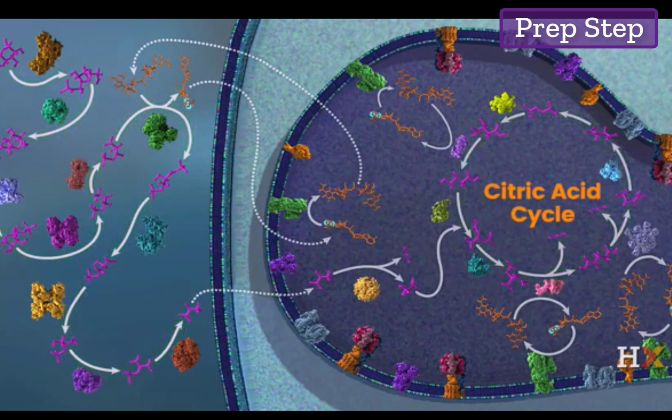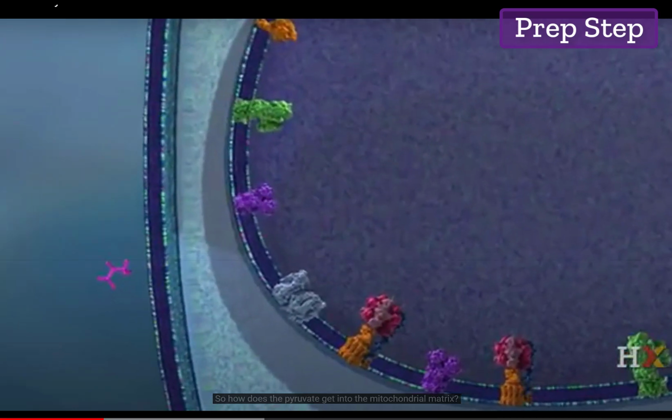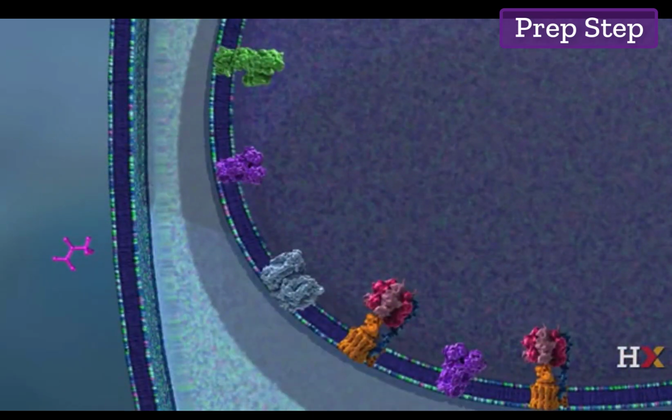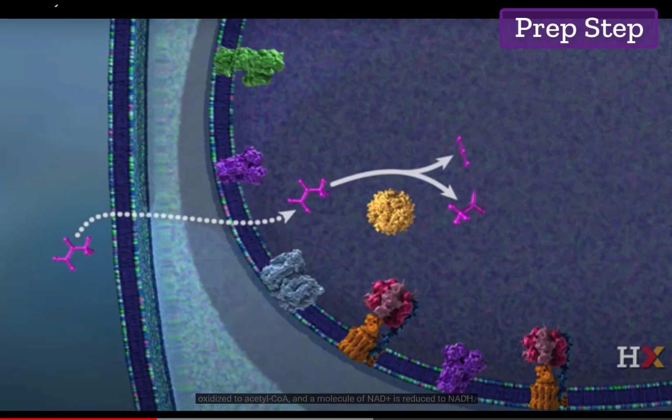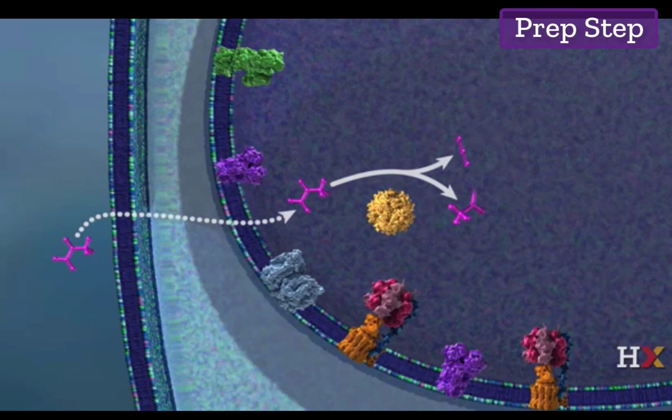For clarity, we will not show the coenzyme portion of acetyl-CoA, and instead are simply representing it as the 2-carbon molecule acetate. So how does the pyruvate get into the mitochondrial matrix? This depends on a carrier protein that transports pyruvate into the mitochondrial matrix, where it is oxidized to form acetyl-CoA by the enzyme Pyruvate Dehydrogenase. In this reaction, a molecule of carbon dioxide is generated as pyruvate is oxidized to acetyl-CoA, and a molecule of NAD+ is reduced to NADH. This last reaction is not shown for clarity.